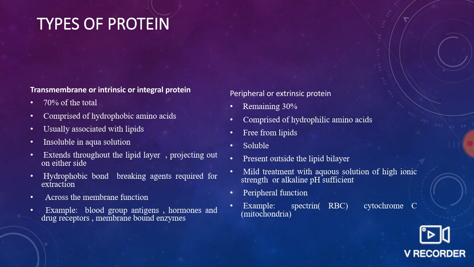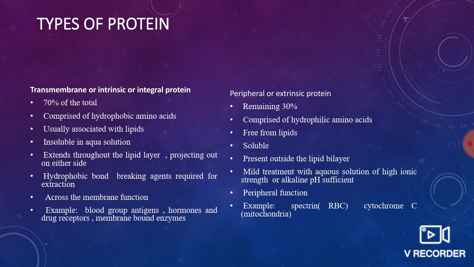Transmembrane proteins are found in association with lipids since they are comprised of hydrophobic amino acids, while peripheral proteins are free from lipids. Transmembrane proteins are insoluble in aqueous solution, while peripheral proteins are soluble. Transmembrane proteins extend throughout the lipid layer, projecting out on either side, both on the extracellular surface as well as towards the cytoplasm. Peripheral proteins are present outside the lipid bilayer.